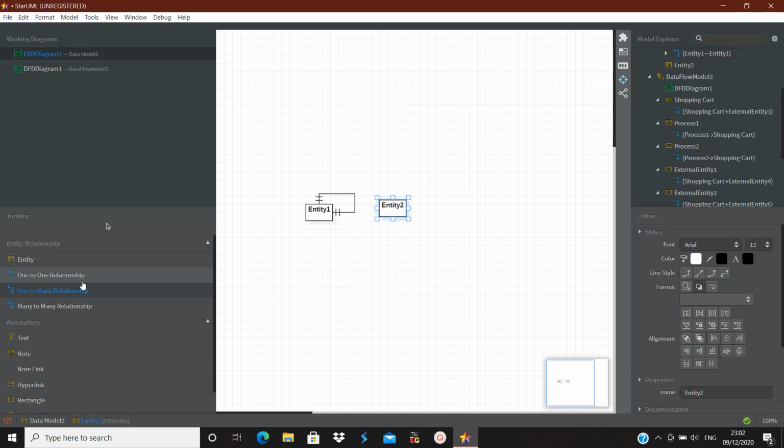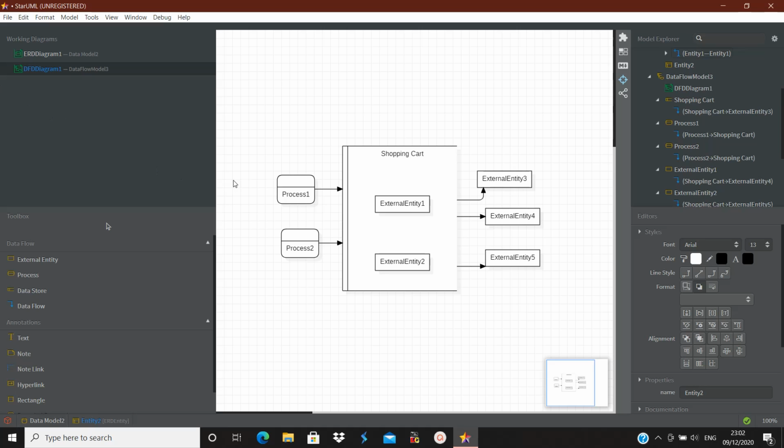In many to many, one instance of an entity is associated with zero or many instances of another entity, and one instance of entity B is associated with zero or many instances of the first entity. So, moving toward the implementation of this.